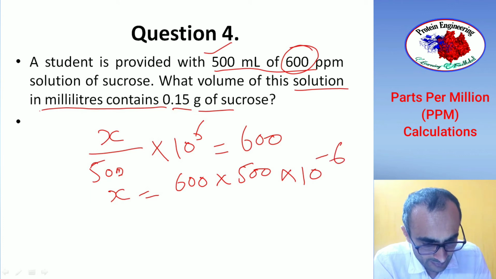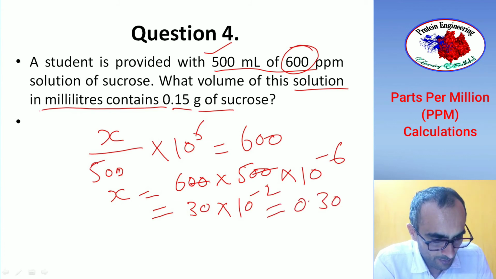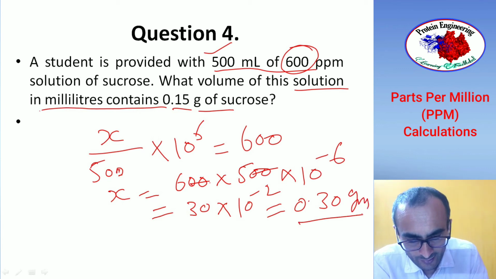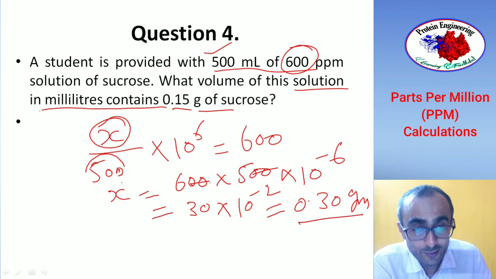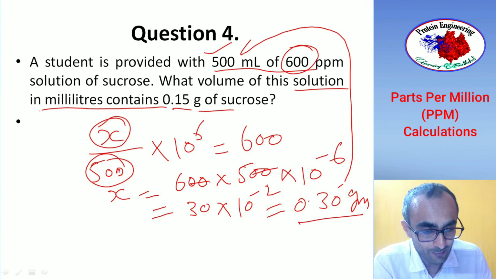And if you simplify this, it would be 30 into 10 raised to the power minus 2, that is equal to 0.30 grams. 0.30 gram, because here we have taken x in gram and 500 is also in the gram. So the value 0.30, this also in grams. So 0.30 gram is the amount of solute which is present in 500 ml.